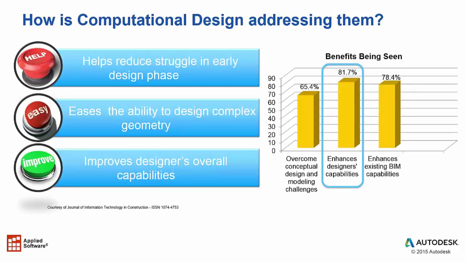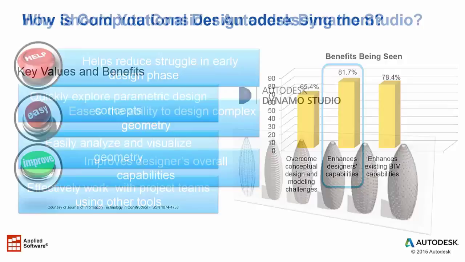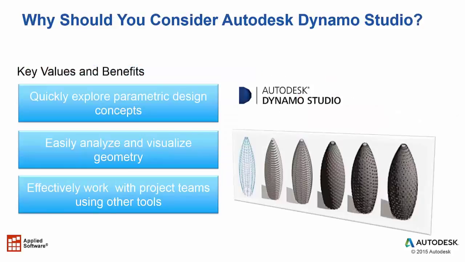So we're seeing the benefit mostly in designers' capabilities are enhanced tremendously. It just automates the process of fine-tuning the design and making it aesthetically pleasing and also functional at the same time. It reduces the struggle in early design phase. It also eases the ability of the design complex geometry to make it a little bit more manageable, and improves the overall capabilities of the designer. So when it comes to complex form and complex processes in design, Dynamo is a must.